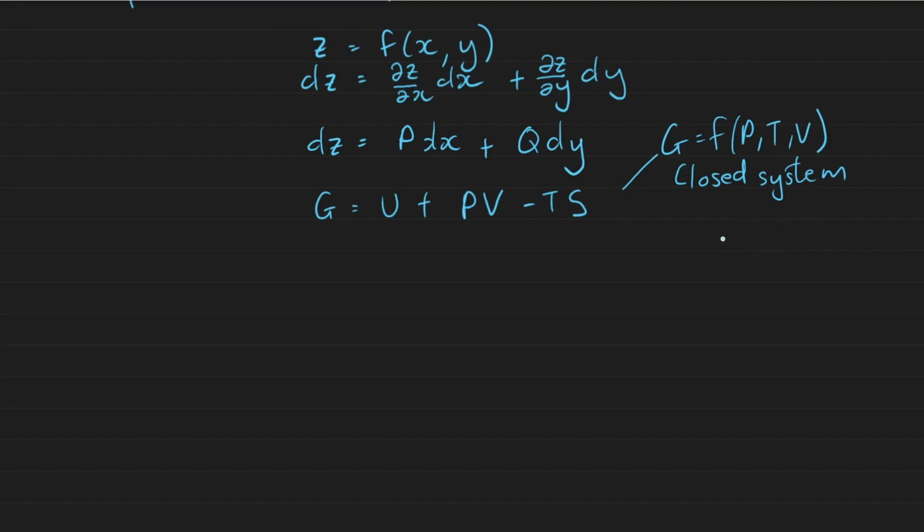So if we take the differential of this in the same way that we have done for dz, we get dG is equal to dU plus P dV plus V dP minus T dS minus S dT. We've used the product rule here. You'll remember with the product rule, if we have a differential of, say, uv, then this is equal to v du plus u dv.